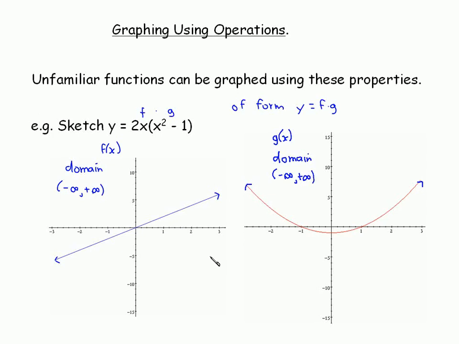Now, that's going to tell us that the domain of f times g at x is going to be all real numbers. Makes sense, because the intersection of those two infinite sets would still be an infinite set. So that's good.